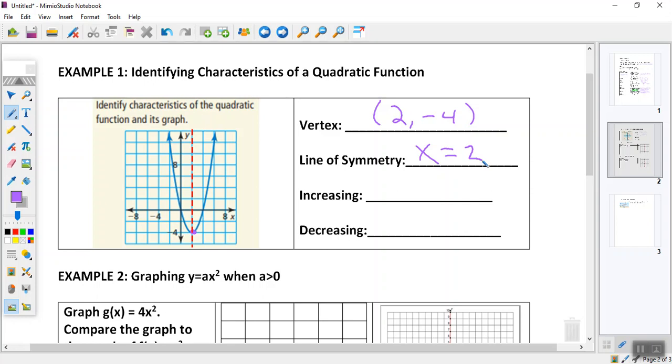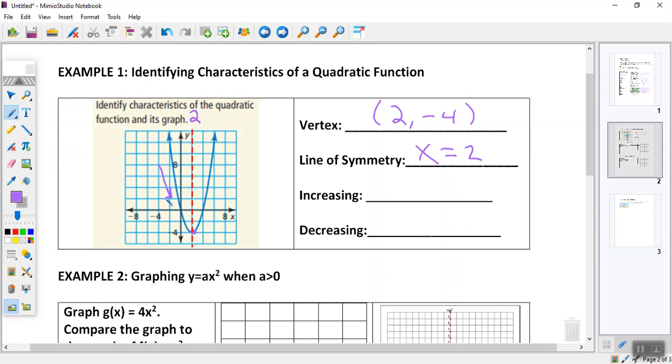All right, now we need to talk about where is the graph increasing and where is the graph decreasing. Now, guys, this line of symmetry, I'm going to put a 2 up here. Guys, how do you read graphs? You read them left to right or right to left, up to down to up? You read them left to right. So if I start over here on the left, kids, and start moving right, is my graph actually increasing or decreasing? Okay, so on the left here, it's actually decreasing.